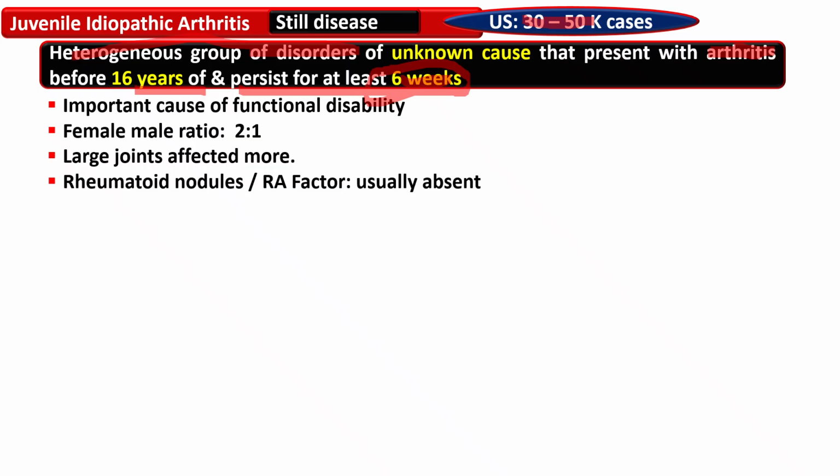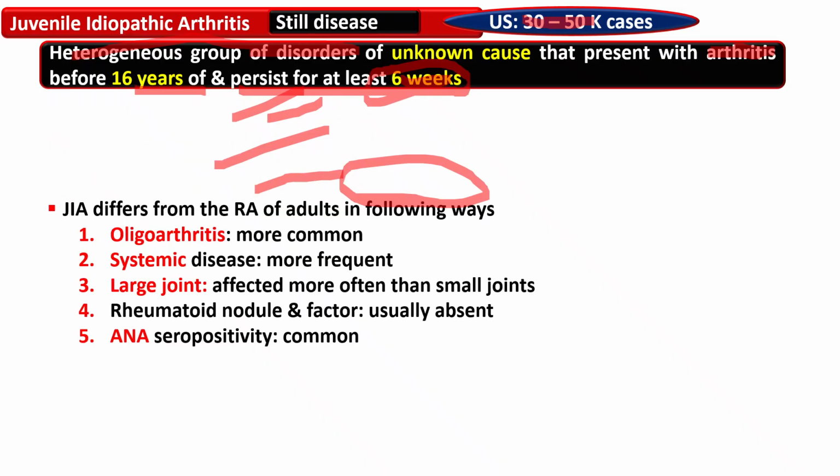So Still disease, or JIA, juvenile idiopathic arthritis, is a disease of large joints of females, leads to functional disability, and rheumatoid nodules and factor are absent.